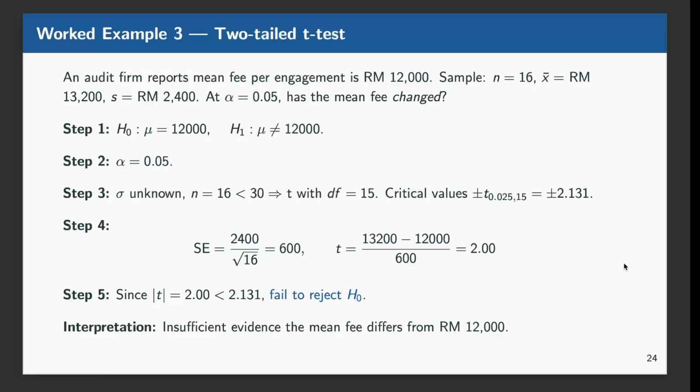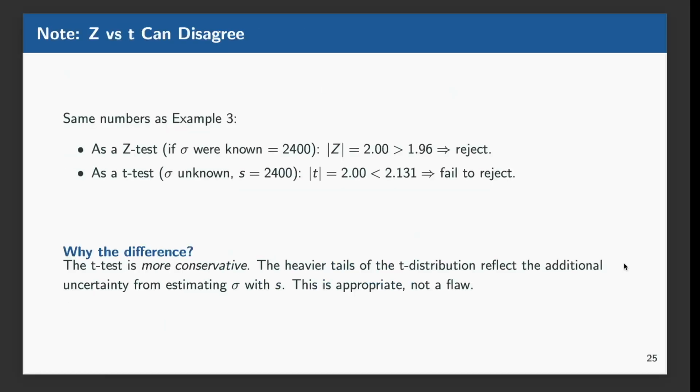Notice that this is a different verdict from worked example 1 earlier, even though it involves the identical looking number 2.00. Here is exactly why that matters. Let's look at the exact same numbers from the example we just finished, viewed two different ways. As a z-test, if sigma really were known with certainty to be 2,400, our z of 2.00 would exceed 1.96, and we would reject H0. As a t-test, with s merely estimated at 2,400 instead of known outright, our t of 2.00 falls just short of 2.131, and we fail to reject.